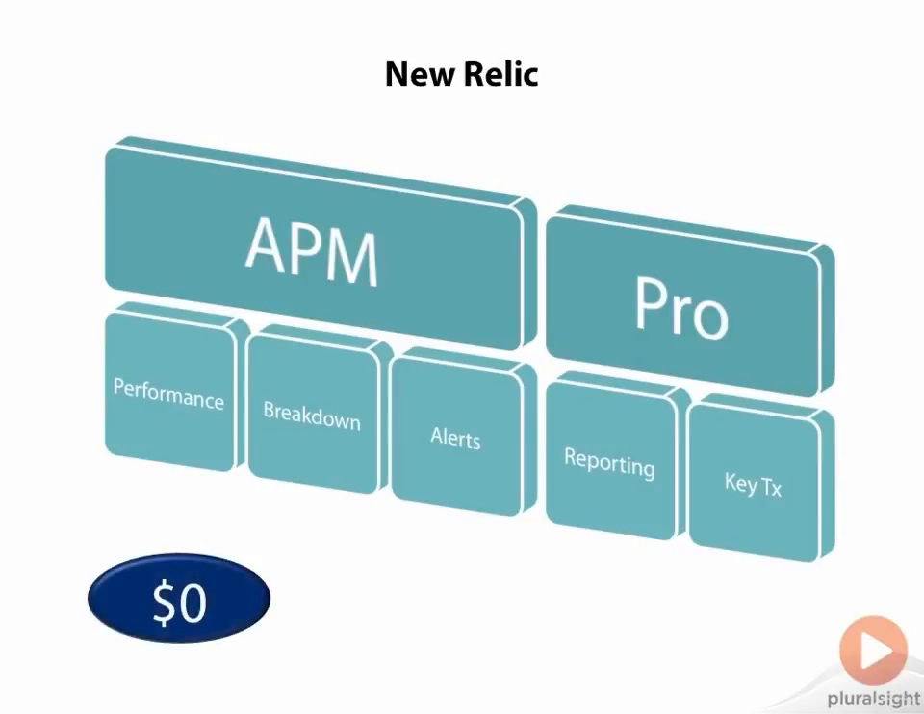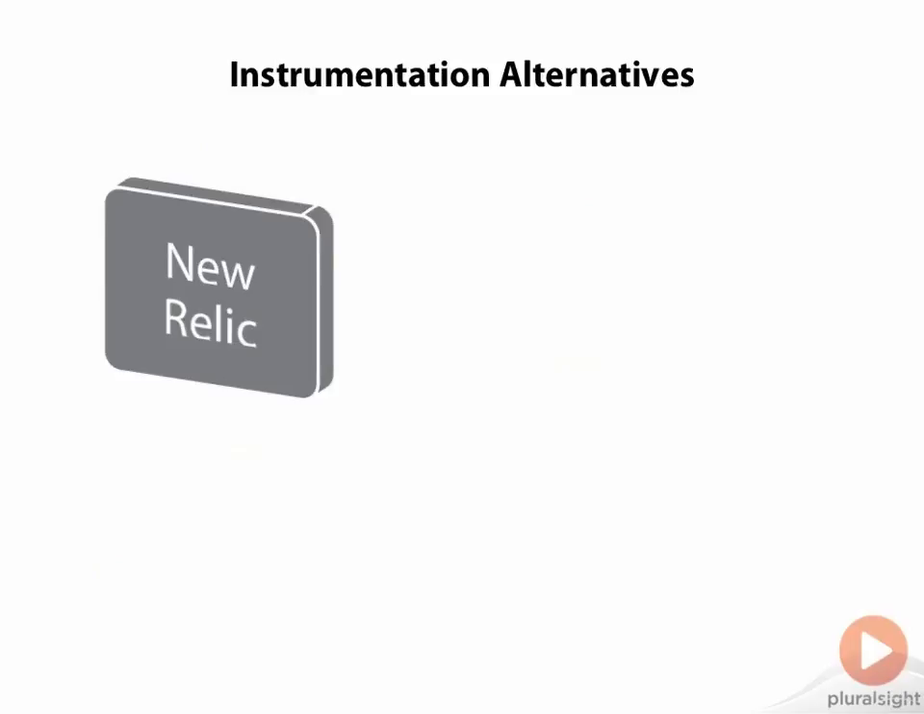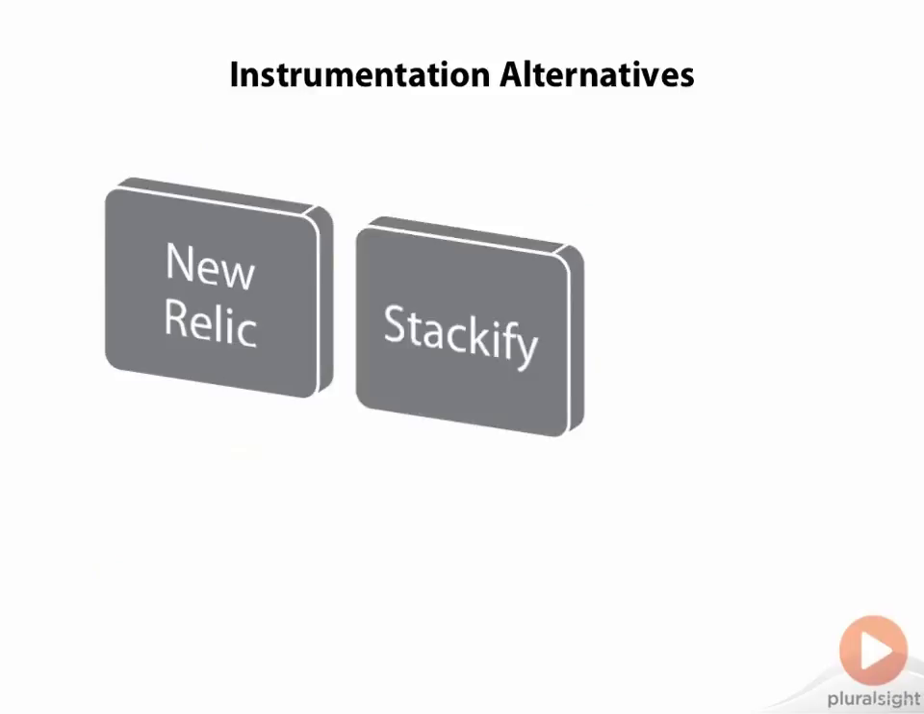New Relic has the best feature set for server and platform instrumentation, and you get a huge amount of information from the free tier. The main alternative is Stackify, which does a lot of what New Relic does and also provides a centralized logging service. But it doesn't have a free tier, so you need a paid subscription to get any level of service.